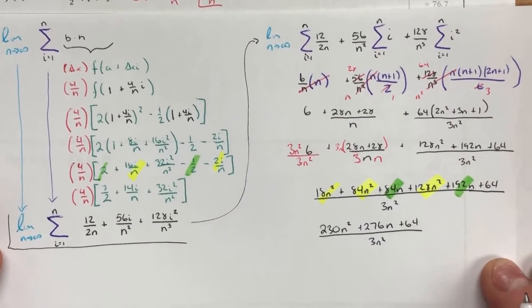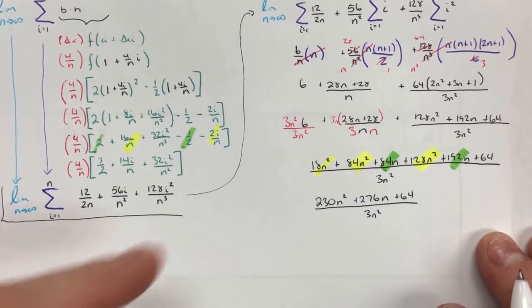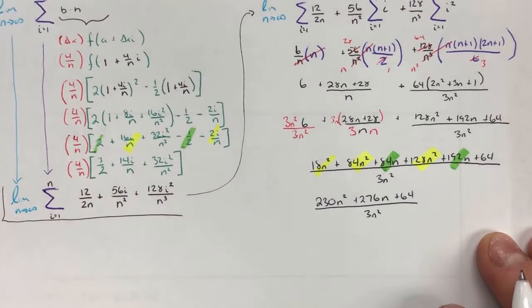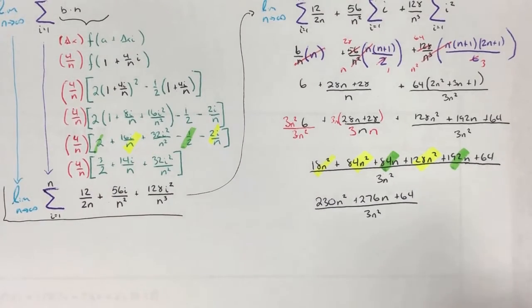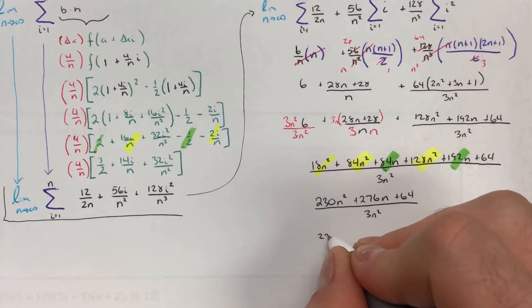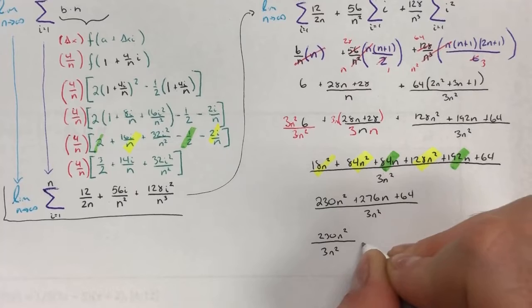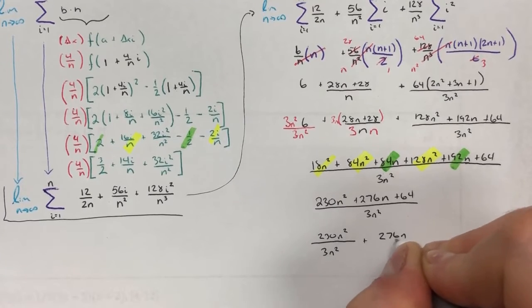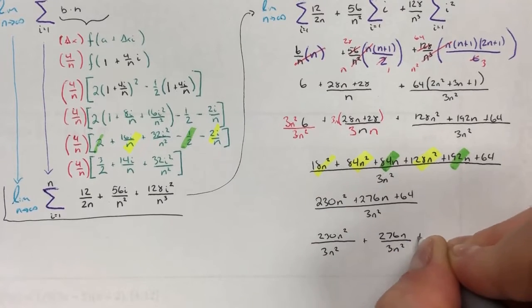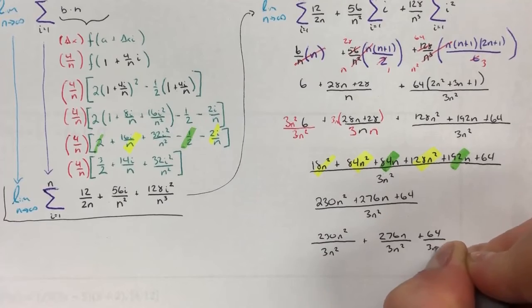And we're going to have to scroll down just a little bit as we complete this simplification process. Now I'm going to split it into 3 parts. So 230n squared over 3n squared, plus 276n over 3n squared, plus 64 over 3n squared.